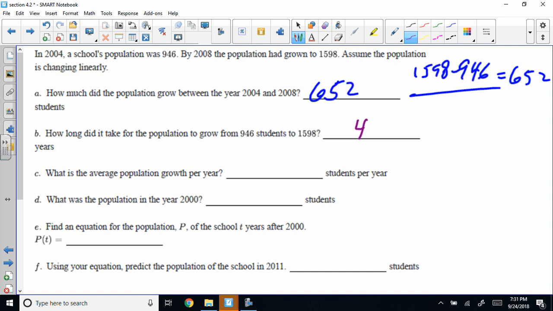4 years. What are they pulling here? Our change in x and our change in what? Our y. What is the average population growth per year? Well, folks, that would be 652 divided by 4, which is what? 163 people every year, right? Per year. 163 students per year. It's not bad. All right, what was the population in year 2000?